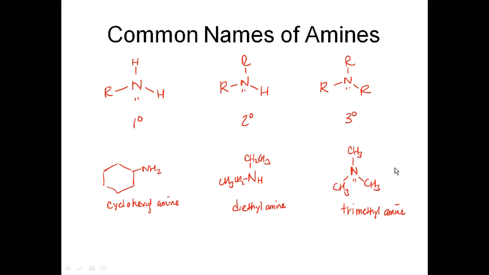So we just name the alkyl groups that are attached to the nitrogen. Now there are some others that one can get into. If you take, for instance, and add an NH2 to a benzene ring, this is aniline that we've seen earlier. If you take and put the nitrogen in a ring, like a heterocycle, this is called pyrrolidine.